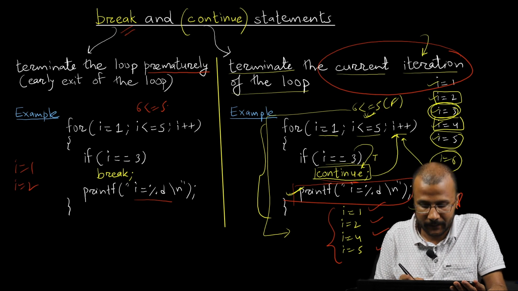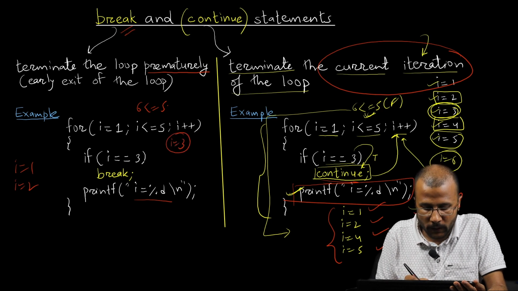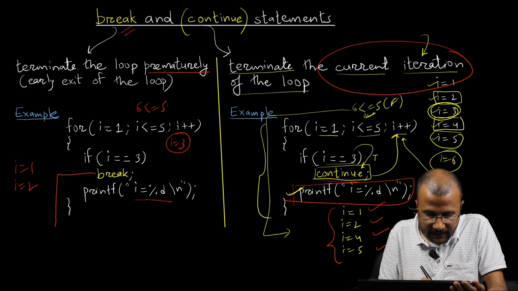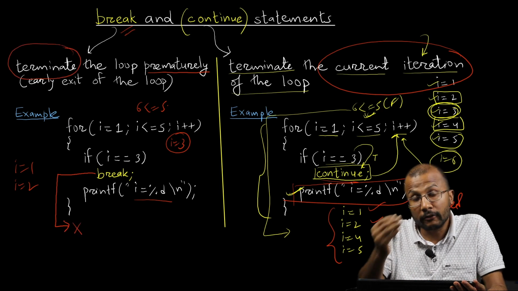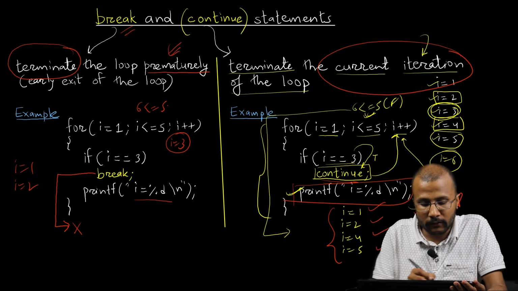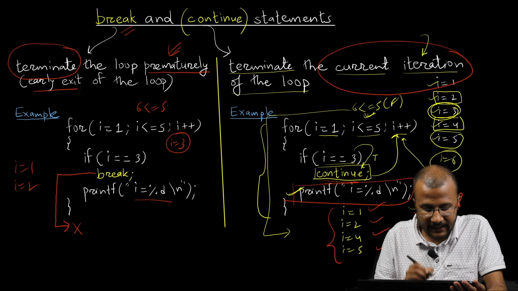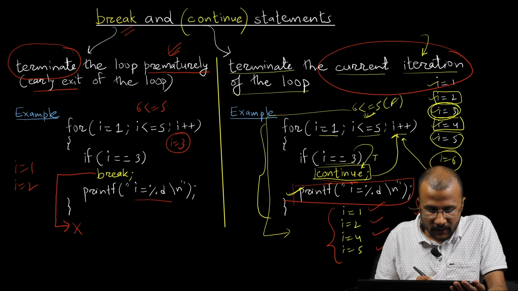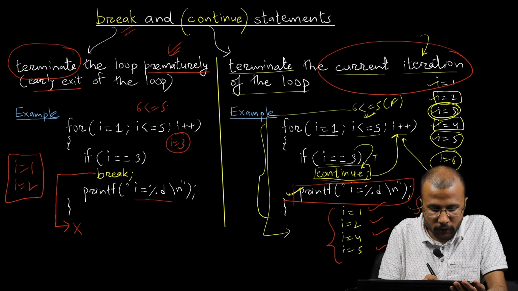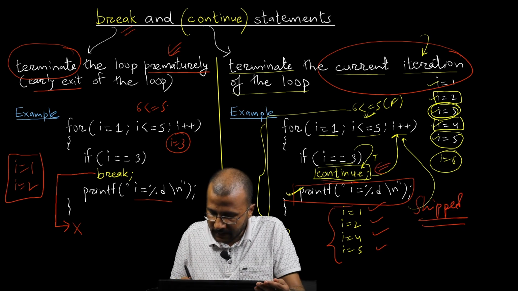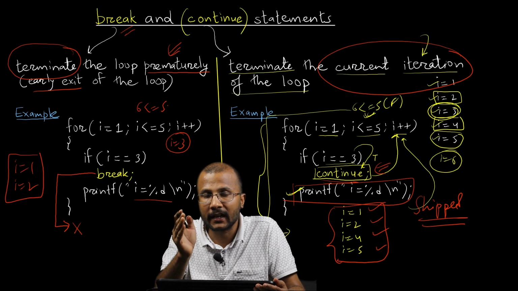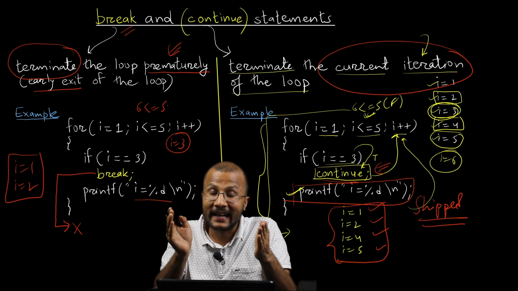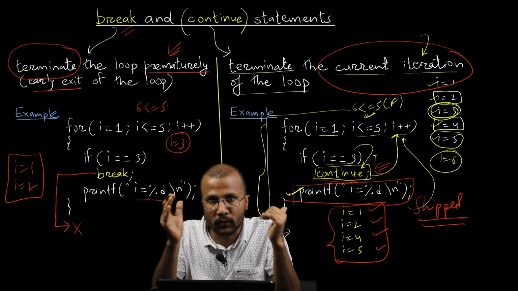Whenever I becomes 3, the condition will be true and then break will be encountered. Whenever break is encountered, it will prematurely exit the loop. So it will come outside of the loop, it will terminate the loop. Whenever you would like to terminate the loop prematurely, or you would like to have an early exit from the loop, you will be using the break statement. In this case the output is I equals 1 and I equals 2, and in case of continue we have the output as I equals 1, 2, 4 and 5. So very simple, continue will skip the current iteration and break will exit the loop prematurely. This is what you should remember.